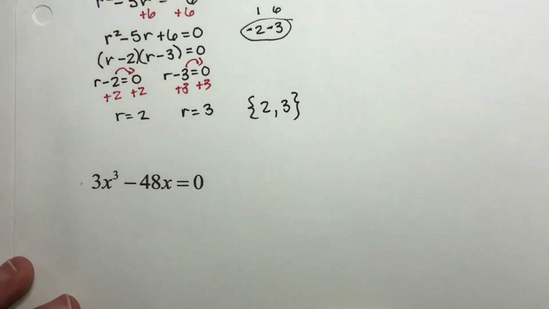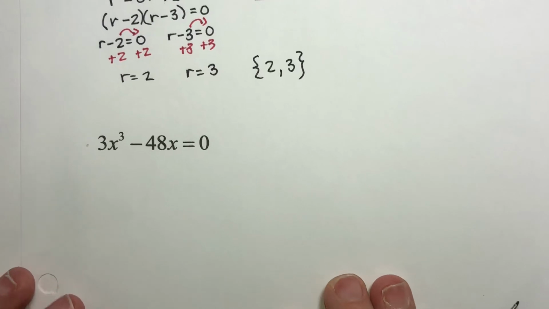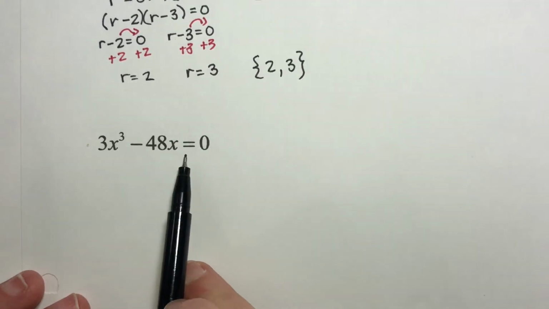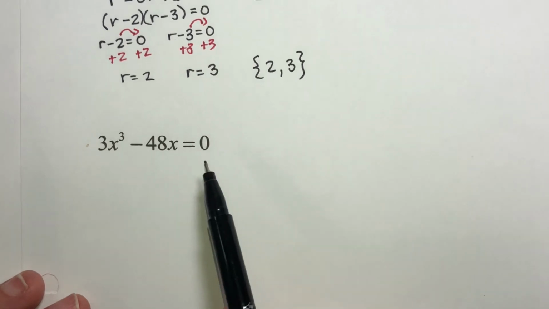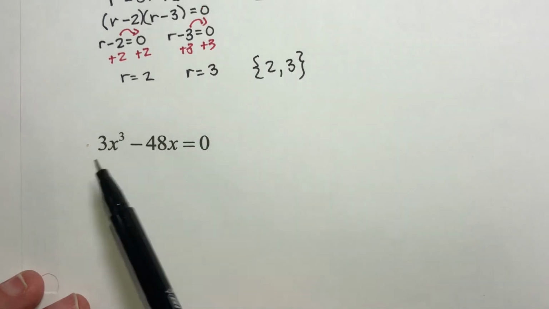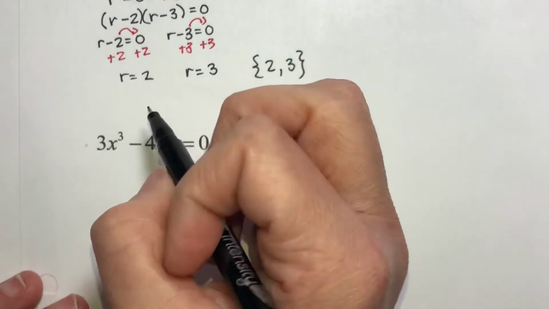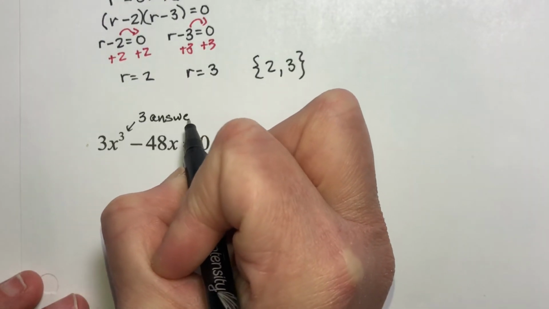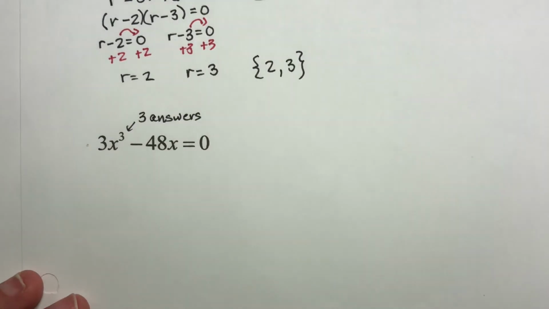Okay, so let's look at our last problem. 3x cubed minus 48x equals 0. First off, I see a number here, and I see a cube. This tells me I should expect 3 answers. Now, we don't know how to do those in general, which tells me this must have a GCF, and then we get something we can work from there.